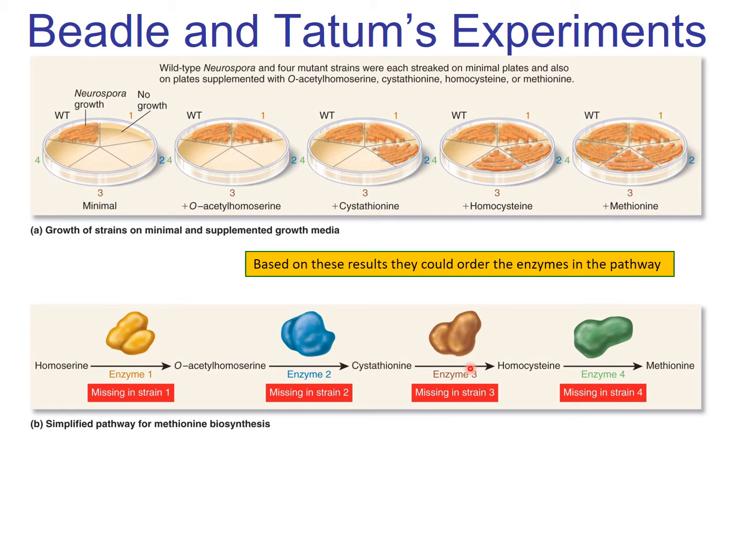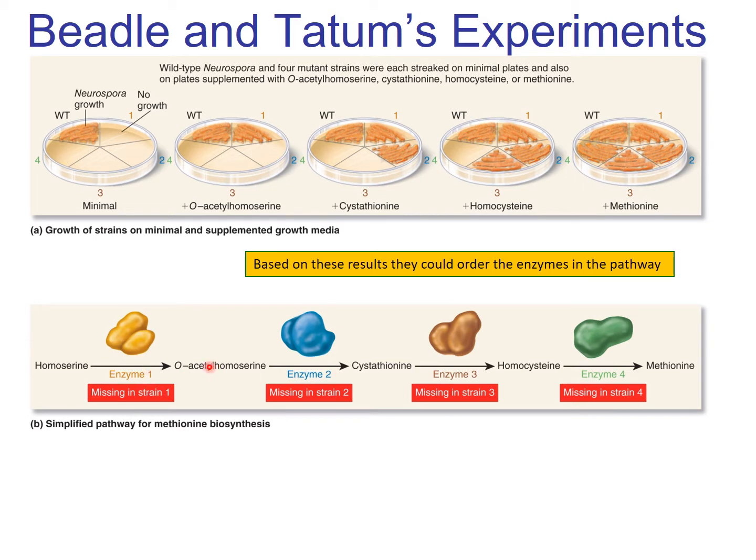Okay, so what's going on here? They noticed that by adding O-acetylhomoserine, mutant number 1 could grow. And it could grow whether you added any of the other products in the pathway. So what's going on there? If you reason this out, if enzyme 1 is defective, that means it can't take the ultimate precursor, the very starting material, homoserine, and convert it to O-acetylhomoserine. So it can't do that.